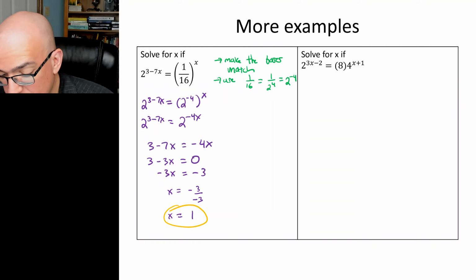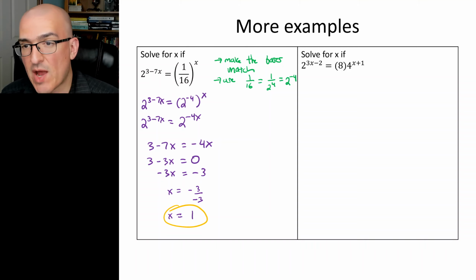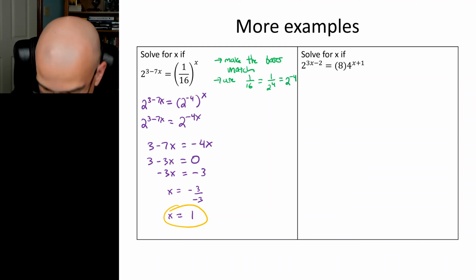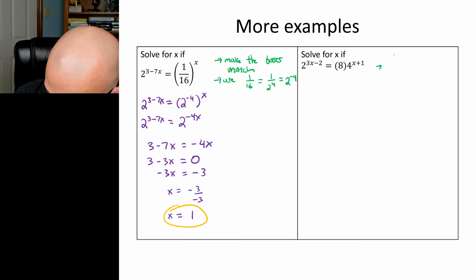Don't be thrown off by the fact that there's a constant in front. We have an 8 multiplied by an exponential function. We're going to do the exact same thing. I need to make the bases match on both sides, including the 8 that's there. This will require another law of exponents. We'll use 4 is equal to 2 squared, and 8 is equal to 2 cubed. So we have to be a little bit more careful for this one.